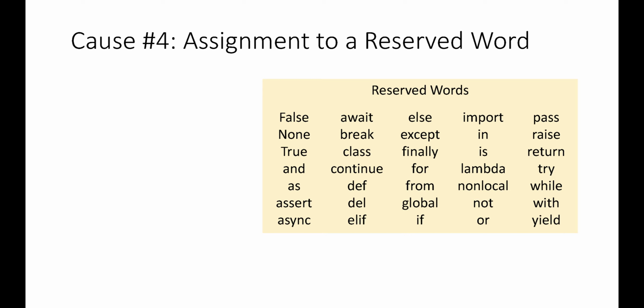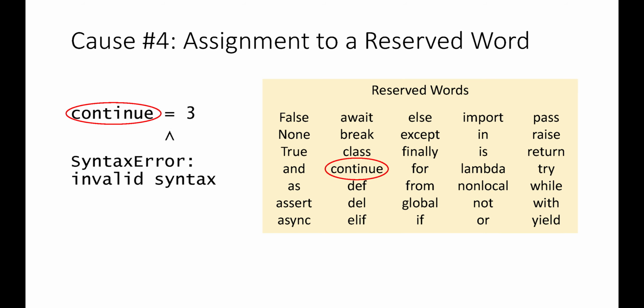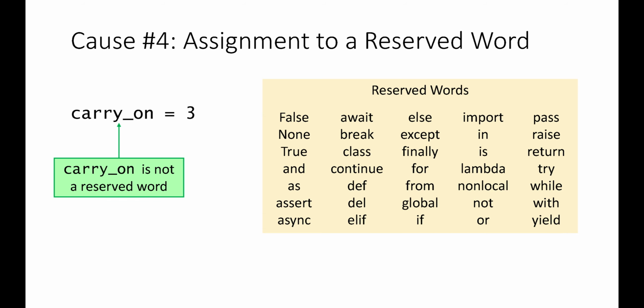Python reserves 35 words for its own use. These words are not legal variable names. Attempting to assign a value to one of these reserved words is a syntax error, but the error message provided by Python only indicates that the syntax is invalid and highlights the assignment operator rather than the reserved word. This error can be corrected by choosing a name for the variable that is not a reserved word.